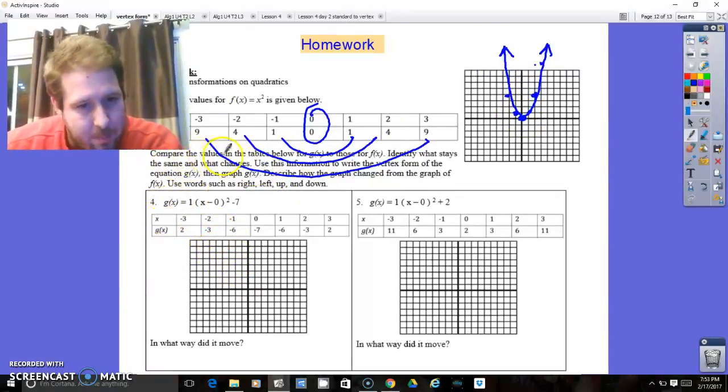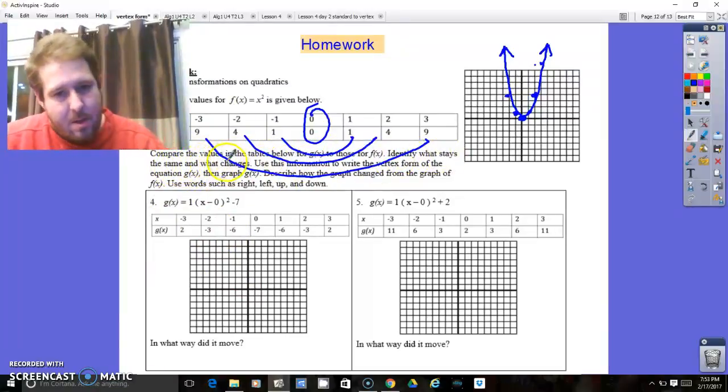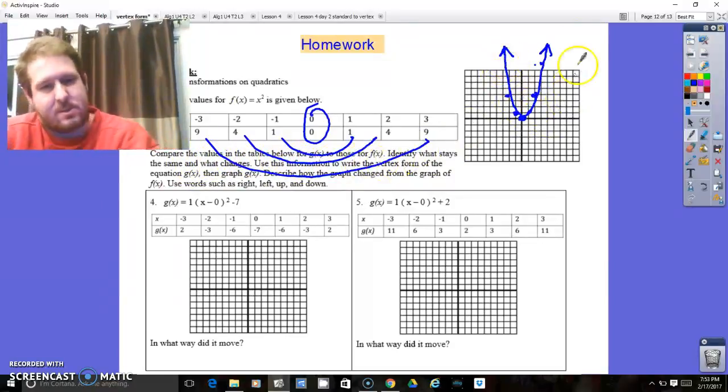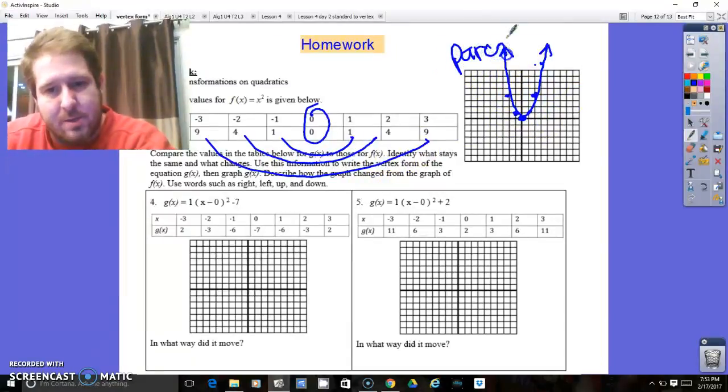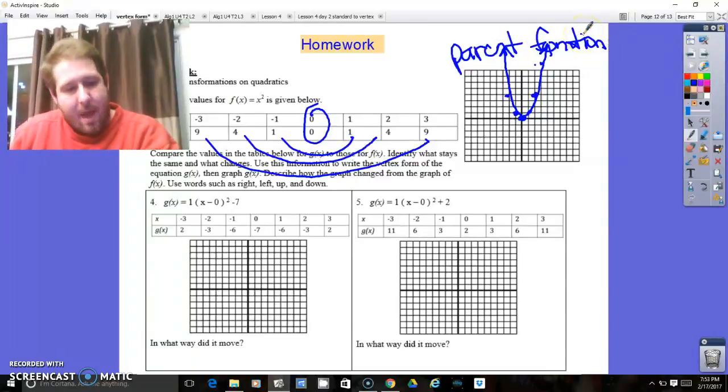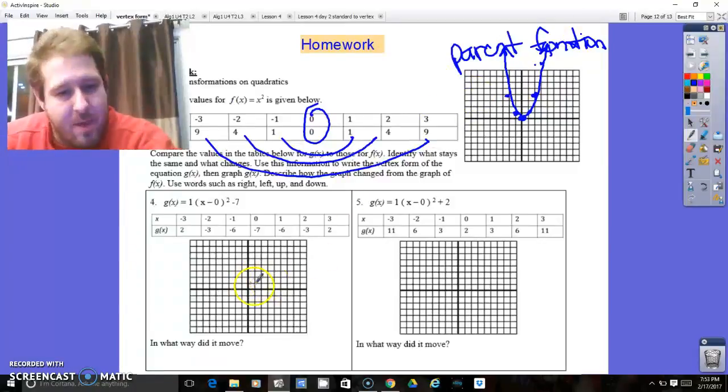Number 4: Compare the values of the table g of x and f of x. Identify what stays the same and what changes. Use this information. Okay, so this is x squared right here. So we call that our parent function. The reason why that's our parent function is because that's the most basic thing. Every function is going to come from that. So sort of like you came from your parents, these functions are going to come from that. We're going to talk about how they're translated.